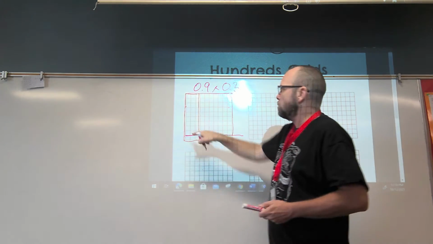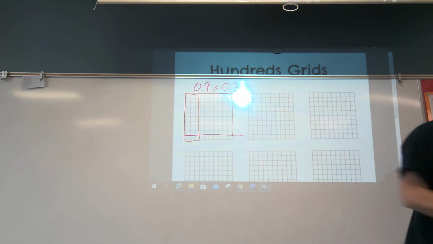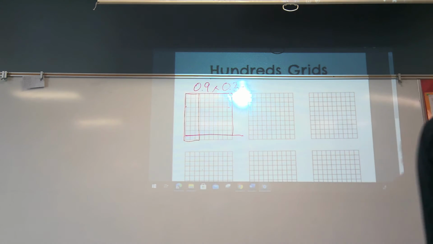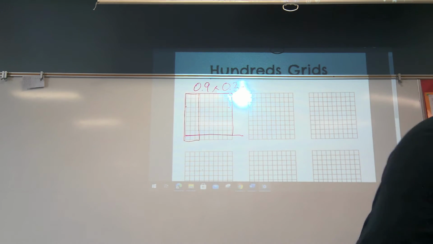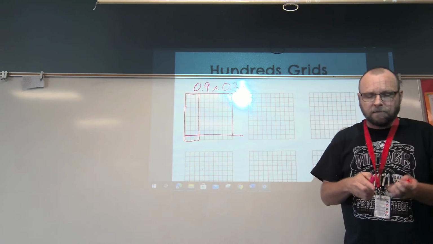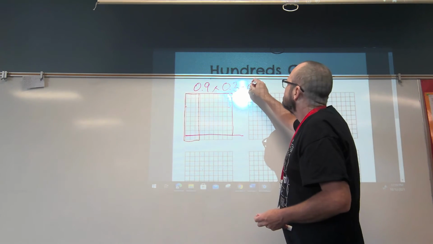And then my answer would be however many are shaded in both. This would be shaded in both the pink and the red. So that is how I would find the answer. There are 27 of these that are shaded in for both colors.